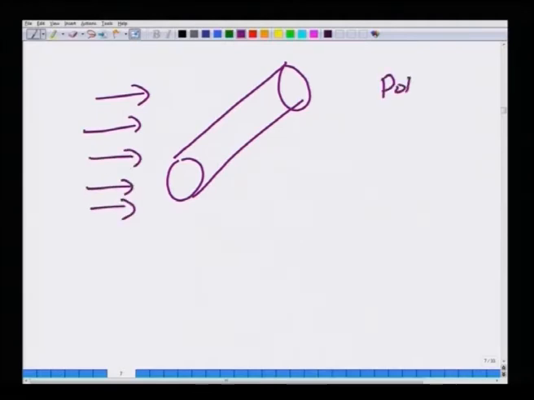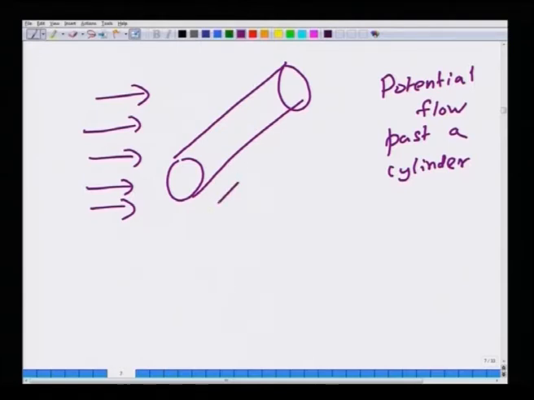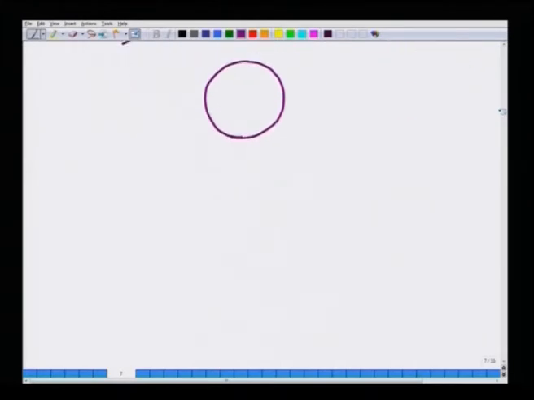So, potential flow past a cylinder. Okay. How are we going to get this solution? Essentially, if this direction is very long, we can simplify the problem to look like, on the plane, a flow past a circle. How are you going to simulate this flow using the simple potential flow solutions?